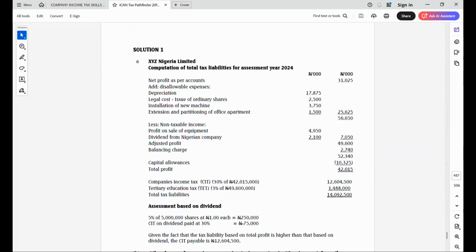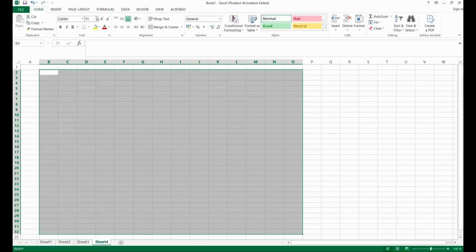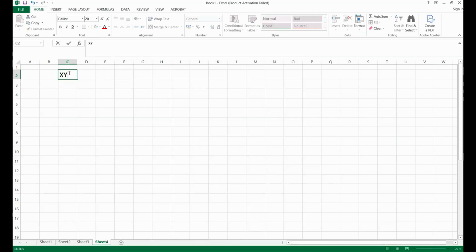So let us look at it. We have the name of the company, XYZ Nigeria Limited. Computation of tax liability. This one is asking for computation of total tax liabilities. If you look at the question, we are given information for 2023 December, so it will now be for the 2024 year of assessment.